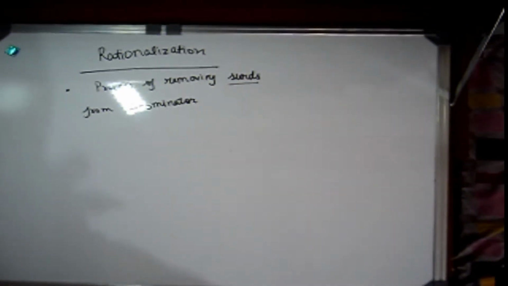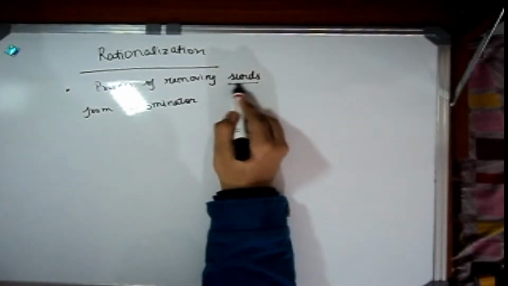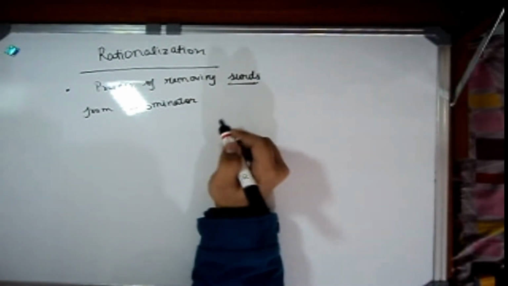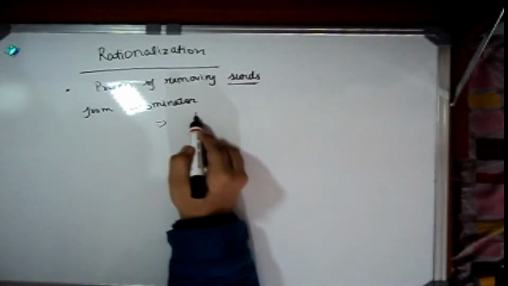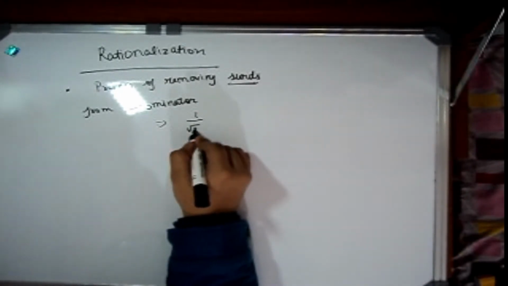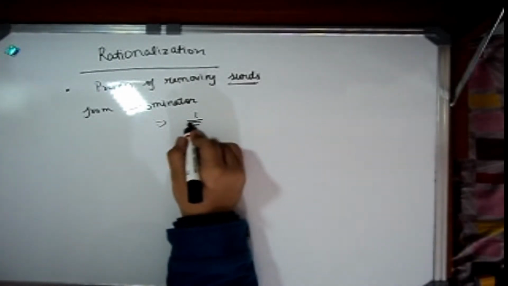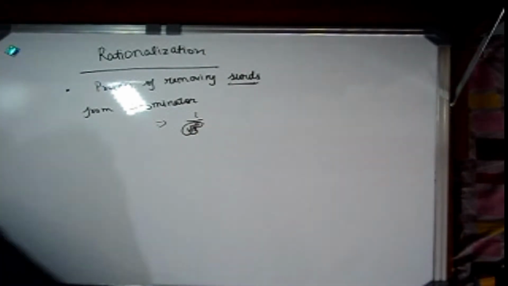In this video I am going to explain rationalization and how to rationalize a particular number. So let's go to the board. What is rationalization? Rationalization is the process of removing surds from the denominator. In simple words, it is the process of removing the root sign from the denominator. We have to remove this sign.